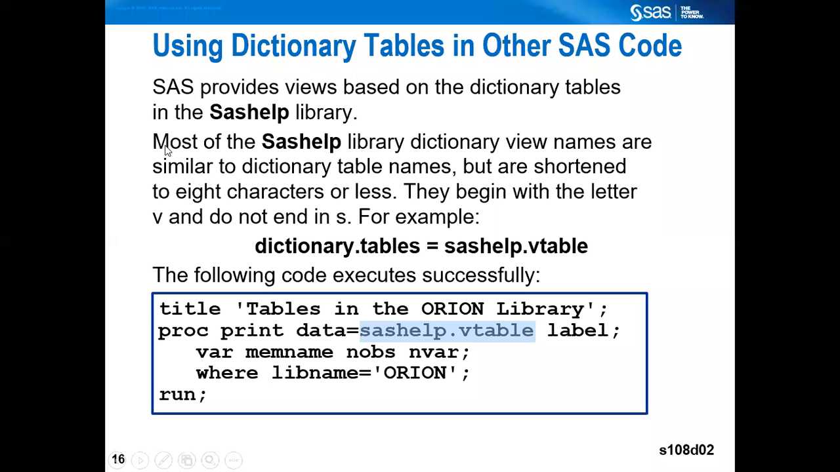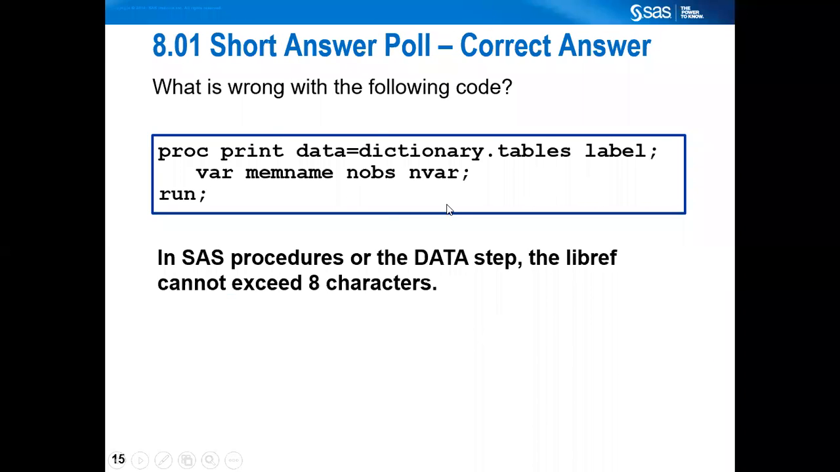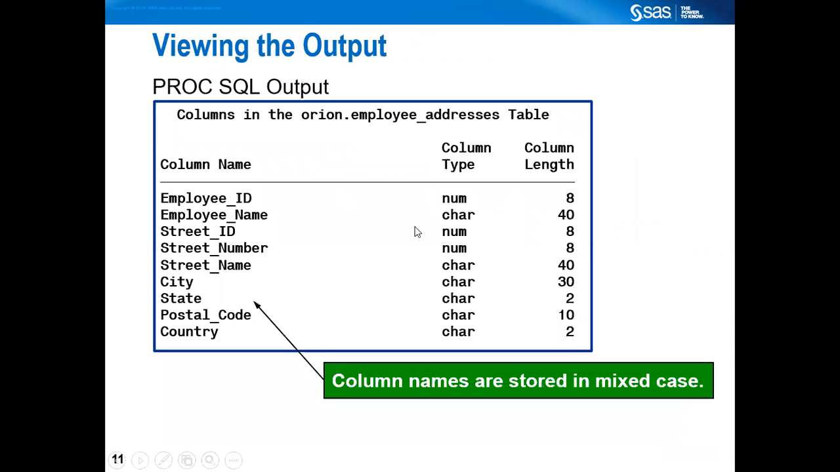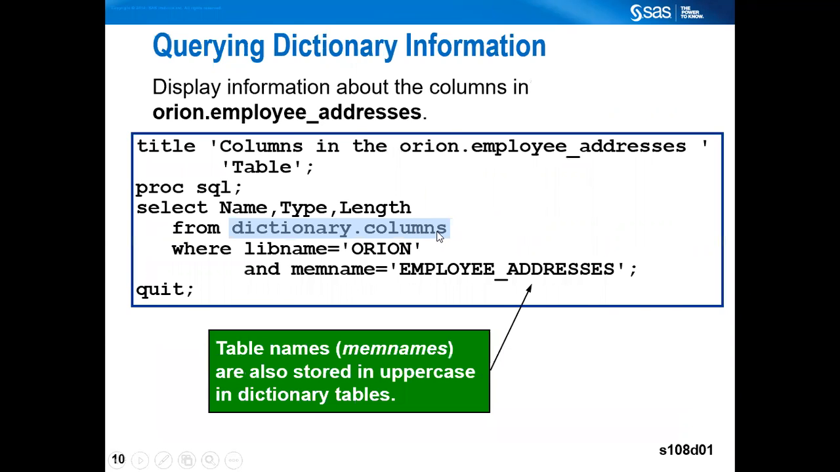It's telling us most of the SASHELP library dictionary view names are similar to dictionary table names but are shortened to 8 characters or less. They begin with letter V, and do not end in S. So earlier when we were querying the same thing by using Proc SQL, it was ending with S. See, dictionary.columns. It was ending with S.